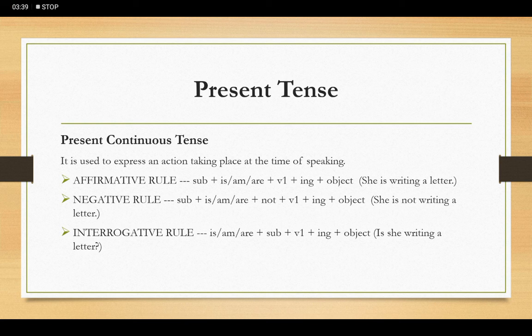She is writing a letter. If somebody says that she is writing a letter, that means at the moment of speaking, that girl is writing a letter. The negative sentence will be she is not writing a letter, and the interrogative sentence will be is she writing a letter.